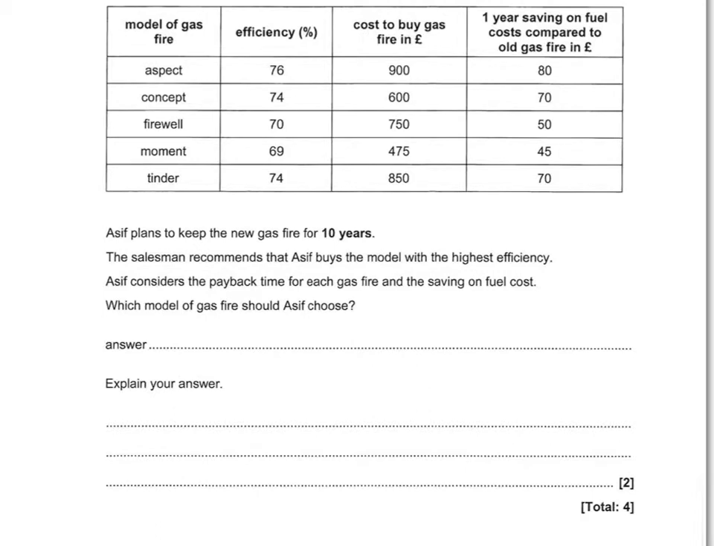So your choice gets no mark, but you should say Concept, and that's because if you work out how much time it will take to pay back each of these, the Concept is the only one that takes less than 10 years. So you get 2 marks, 1 for saying that's the only model where the payback time is less than 10 years, and then 1 for saying that it means he'll make the most money over the 10 years, because he'll actually make some money once he's paid it back.